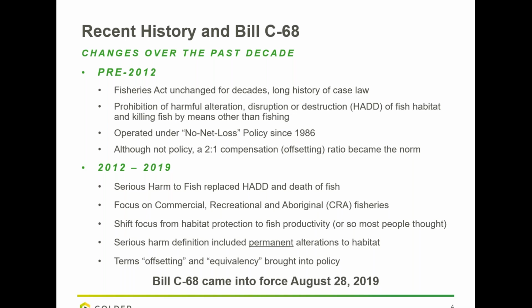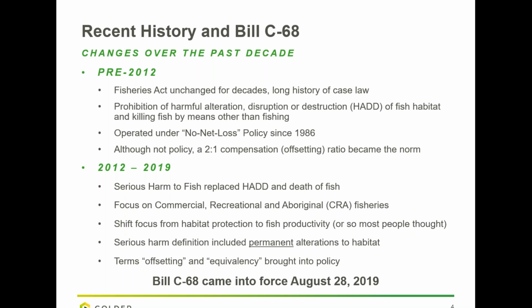For a long time, many people may be familiar with the no net loss policy that was in place since the mid 1980s. And then, although not policy, what came to be practice in reality was if you did require a Fisheries Act authorization and what was termed at the time habitat compensation, it was typically built at a 2-to-1 compensation ratio. And again, it was never written down as such, but it did become the norm.